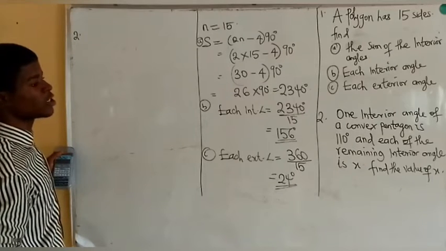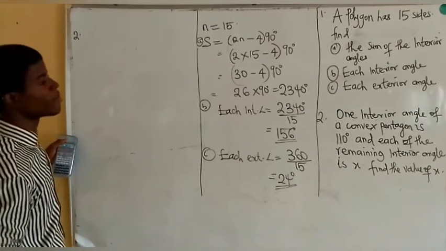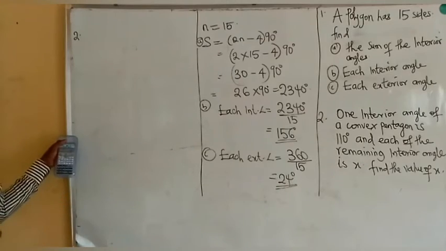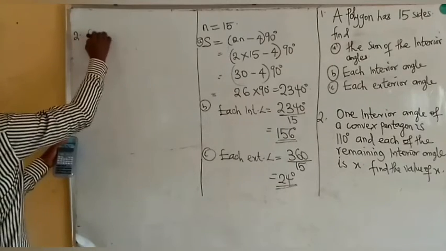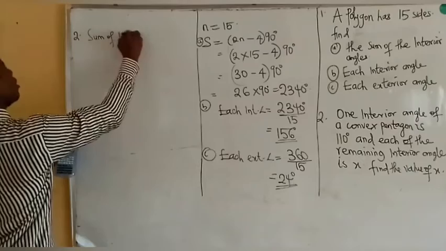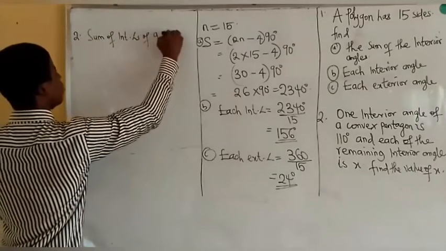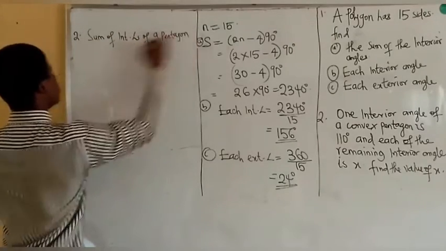For the next question, it says, one interior angle of a convex pentagon is 110 degrees, and each of the remaining interior angles is x. Find the value of x. A convex pentagon. First of all, what is the sum of interior angles of a convex pentagon?